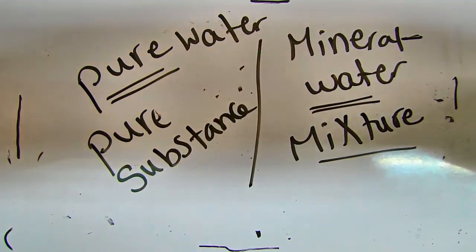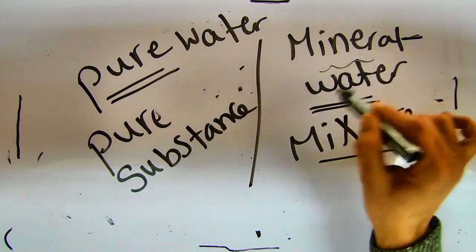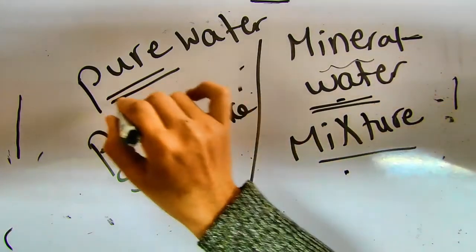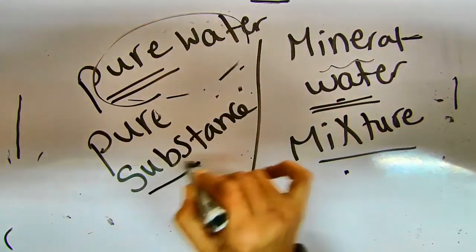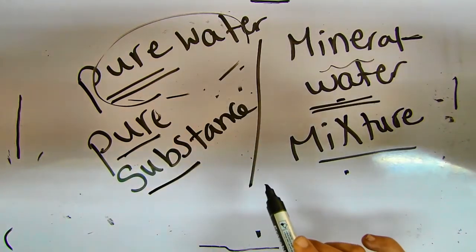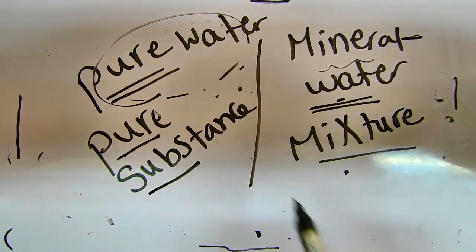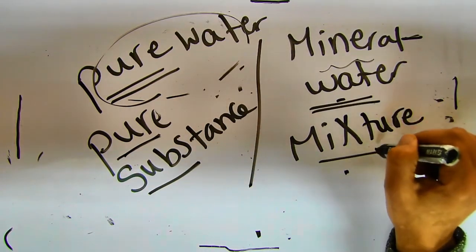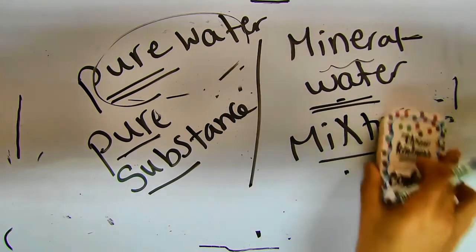Give reason why the pure water is a pure substance and the mineral water is a mixture. Because the pure water is made of only one type of identical particle, but the mineral water is made of or consists of more than one type of particle. Here we know the difference between the pure substance and the mixture.